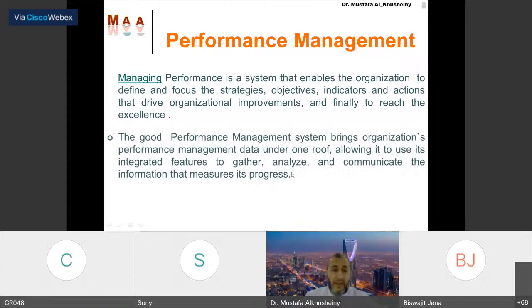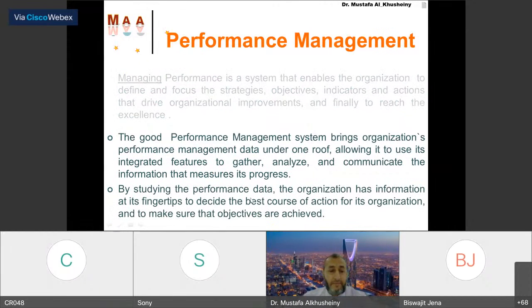A good performance management system brings an organization's performance management data under one roof, allowing it to use its integrated features to gather, analyze, and communicate the information that measures its progress. By studying the performance data, the organization has information at its fingertips to decide the best course of action and to make sure that objectives are achieved.